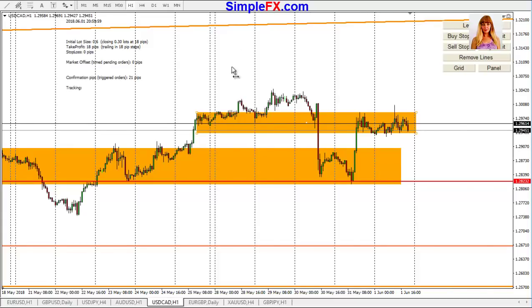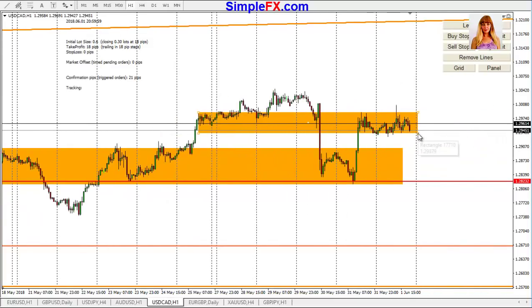Okay, Canadian dollar, and this is the 1 hour chart. So I'm going to move this right now. This is for the next week, but I'm going to show you again what could have been done this week.